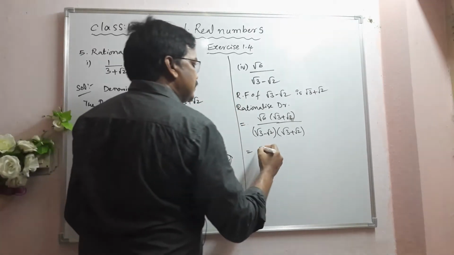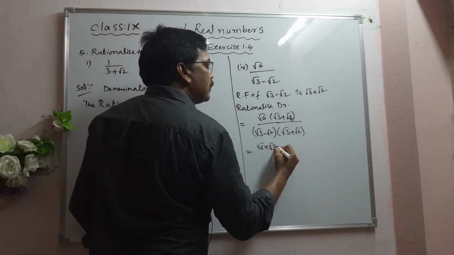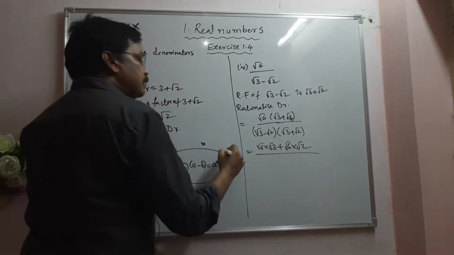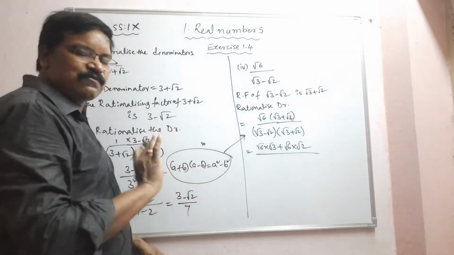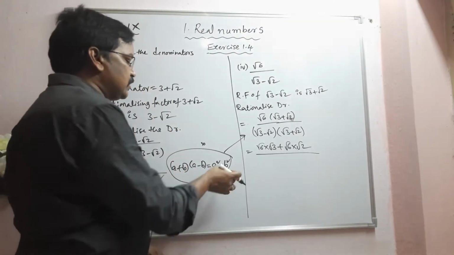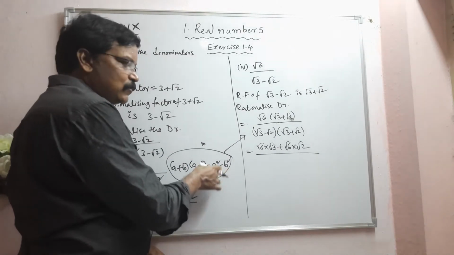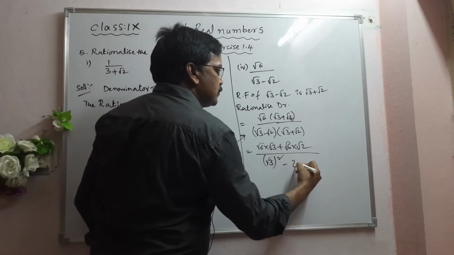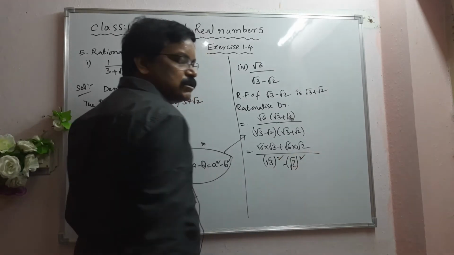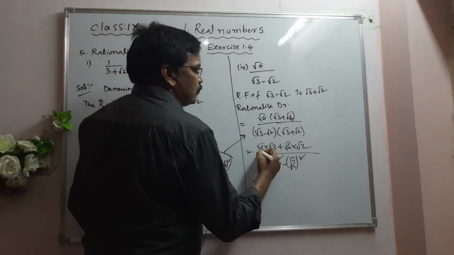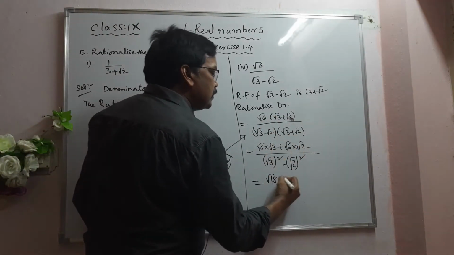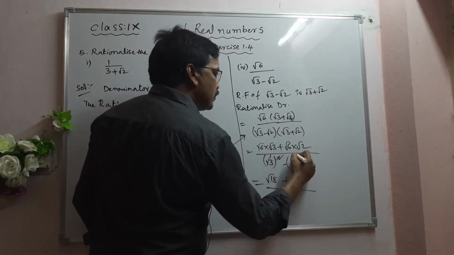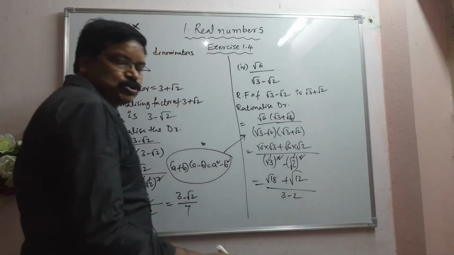Children, understand? Right. So root 6 into root 3 plus root 6 into root 2, by a minus b times a plus b. We use the same formula every time whenever we rationalize the denominator; this formula will be helpful. So a minus b into a plus b is a square minus b square. That means root 3 whole square minus root 2 whole square. Root 6 into root 3 means root 18, plus root 6 into root 2 means root 12, by square and root cancel, 3 minus 2.